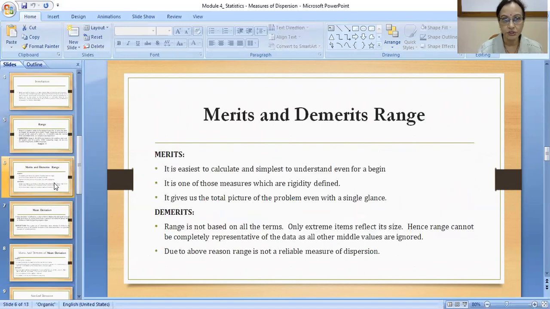Merits and demerits of range. We will first discuss the merits. It is easiest to calculate and simplest to understand, even for a beginner. It is one of those measures which are rigidly defined. It gives us the total picture of the problem even with a single glance. Demerits are: range is not based on all the terms. Only extreme items reflect its size. Hence, range cannot be completely representative of the data as all other middle values are ignored. Due to the above reason, range is not a reliable measure of dispersion.